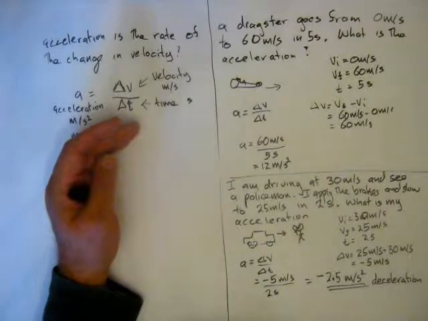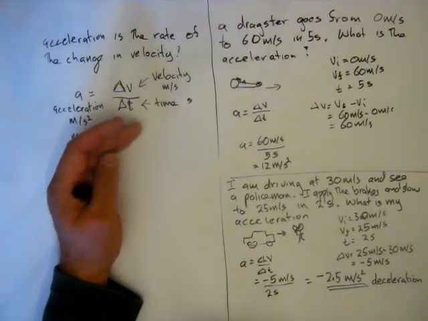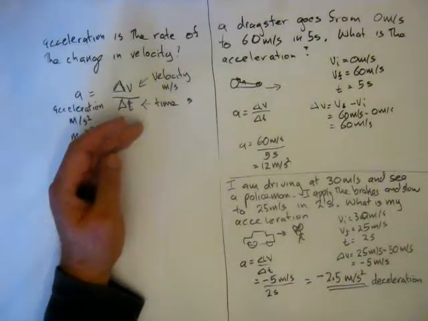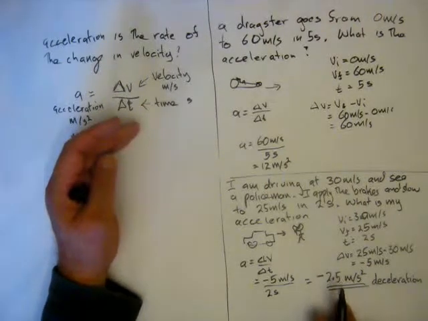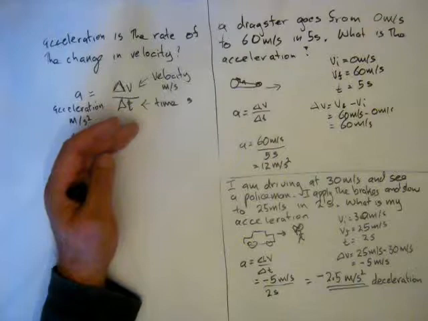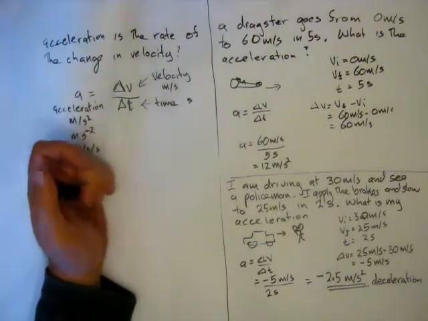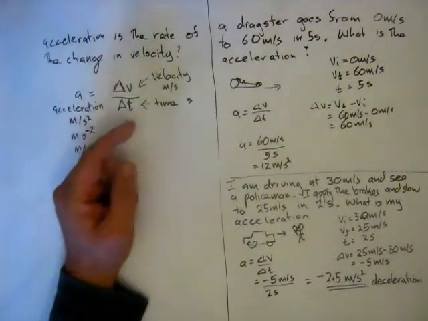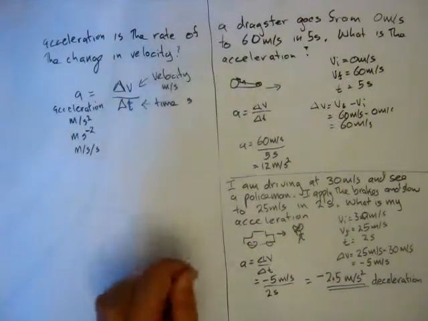So if you've got acceleration, you're speeding up. If you've got deceleration, you're slowing down. Or we can just say this is a negative acceleration. Okay, so hopefully this is of some help to you. We will do some more of this when we get on to the kinematic equations.